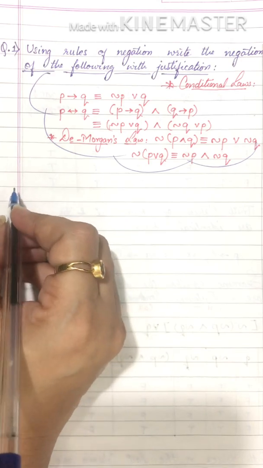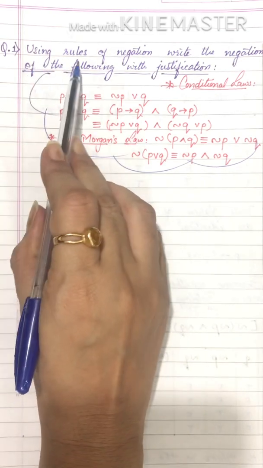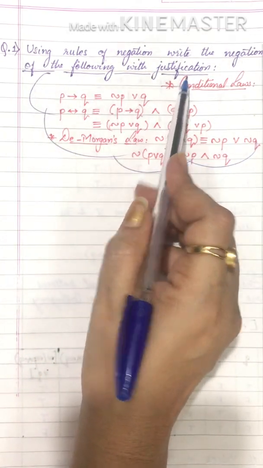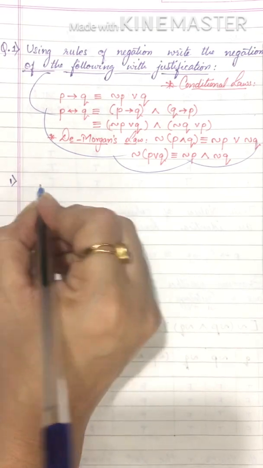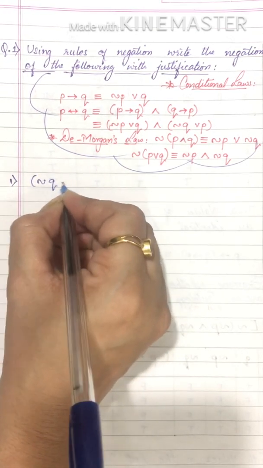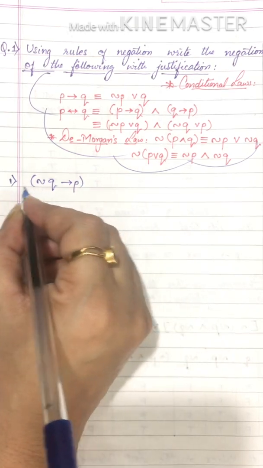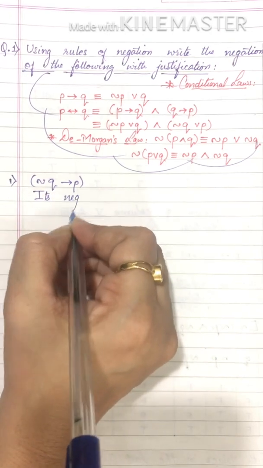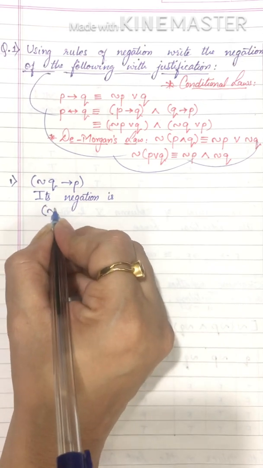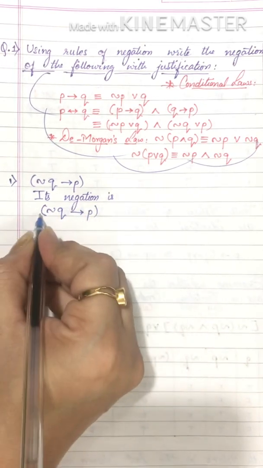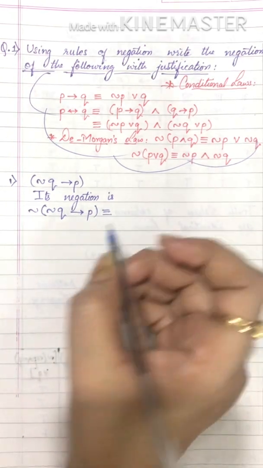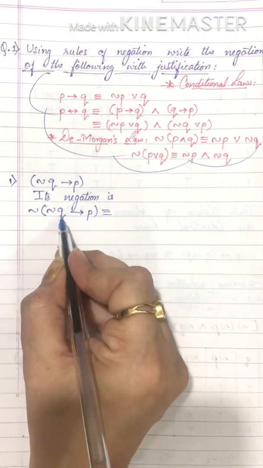Now let's take down the sum. The main question is, using rules of negation, write the negation of the following with justification. In that, the first statement given to us is negation Q implies P. Now we have to find the negation of the statement given. So you will write its negation is, now first of all just write down the whole statement which is given to us and its negation. So put a negation sign here. Fine, and then we start solving it. Now, negation of negation Q implies P.